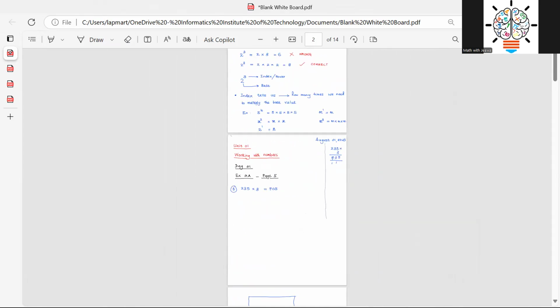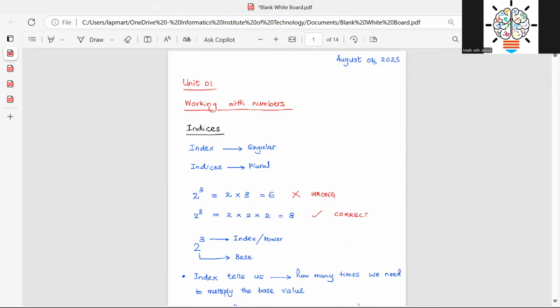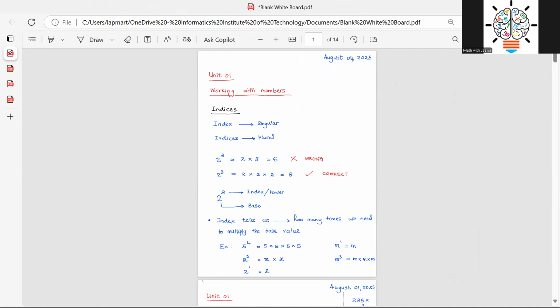So this is your first page. Yeah. So you just see, this is your first page of the theory book. This is how it should appear. You put the date, you write the main topic, then you write the subtopic, and see the way I have written how neat it is. You want to maintain your theory book similar to this.